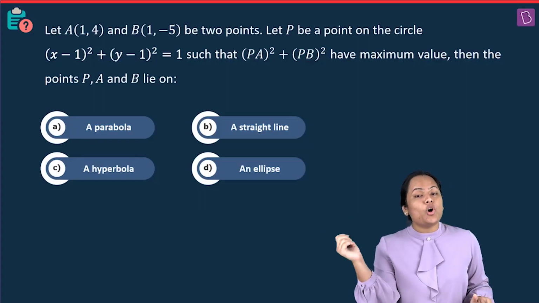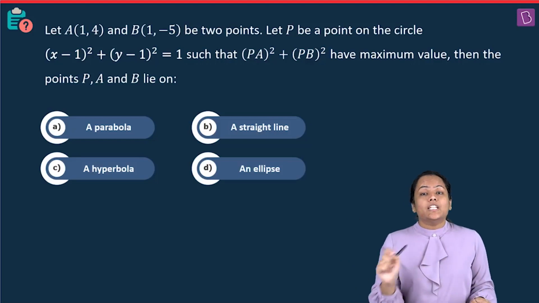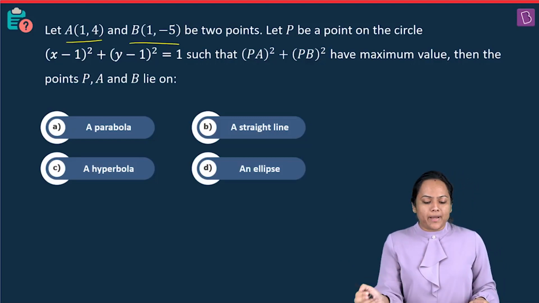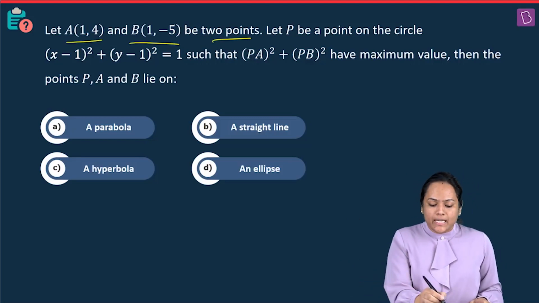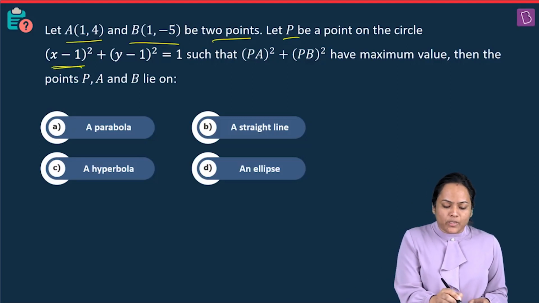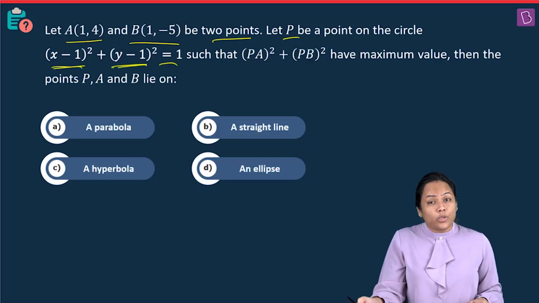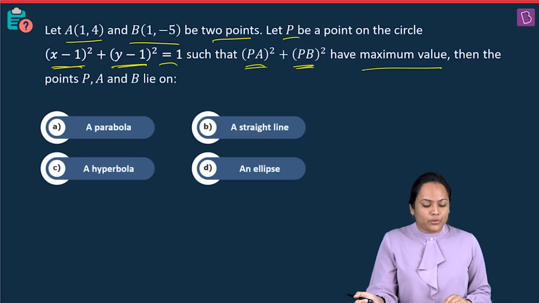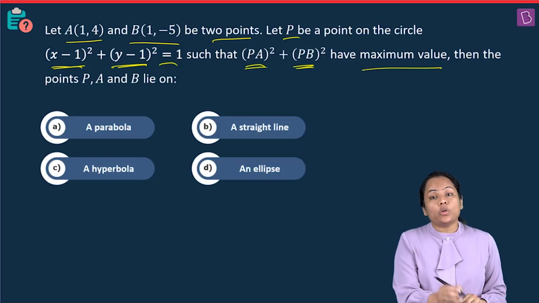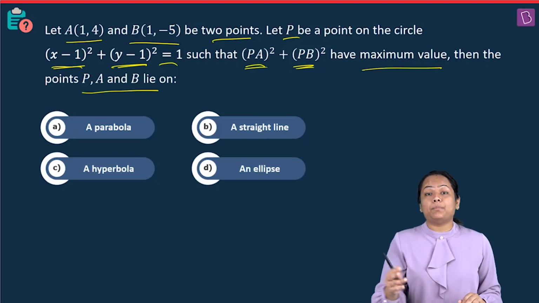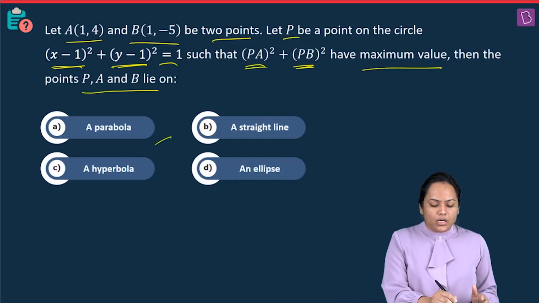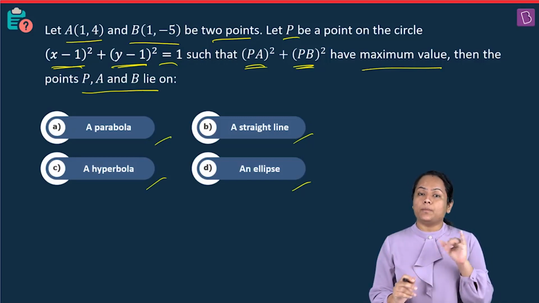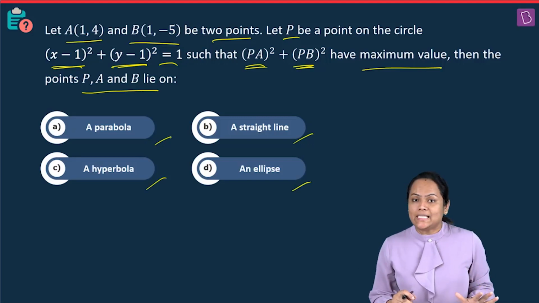Next is a question from coordinate geometry and that too from circles. The question is saying let A(1, 4) and B(1, minus 5) be 2 points. Let P be a point on the circle (x minus 1) whole square plus (y minus 1) whole square equal to 1 such that PA square plus PB square has maximum value. Then P, A and B lie on a parabola, a hyperbola, a straight line or an ellipse. So I have to check whether P, A, B are lying on a parabola, hyperbola, ellipse or a straight line.